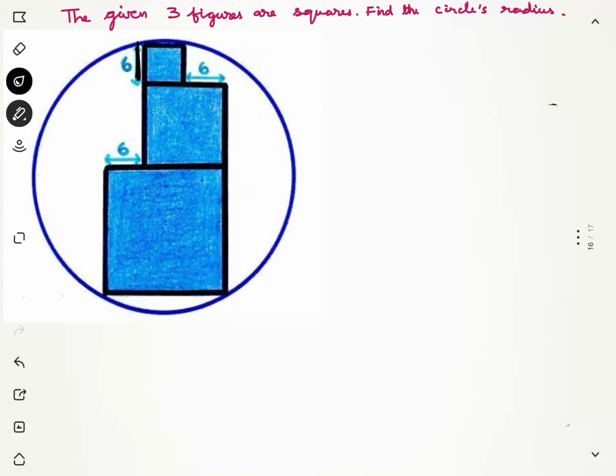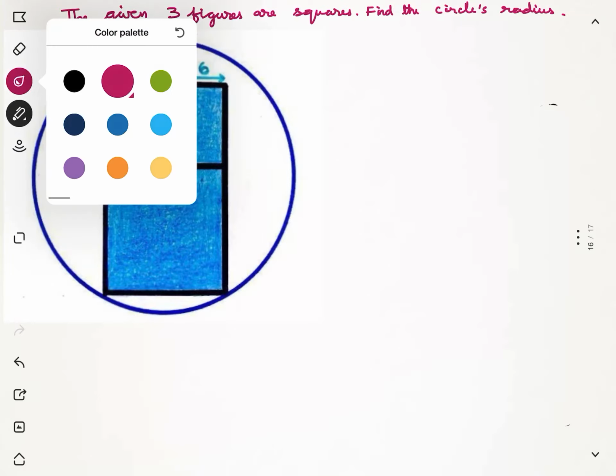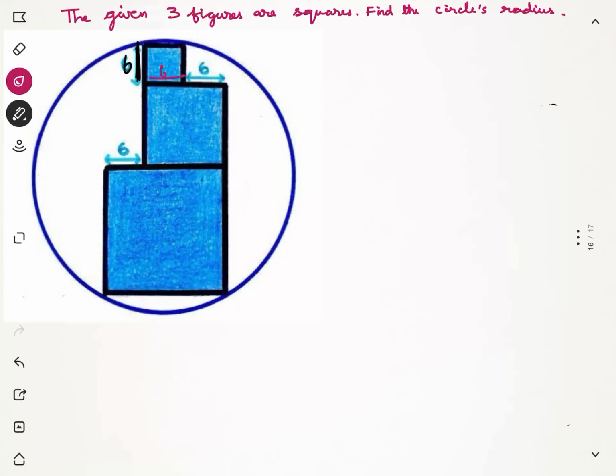The top square has a side 6, therefore the other side is also going to be 6, which makes the side of the second square 12, and this is also going to be 12, and because this is 12, the side of the third square is going to be 18.